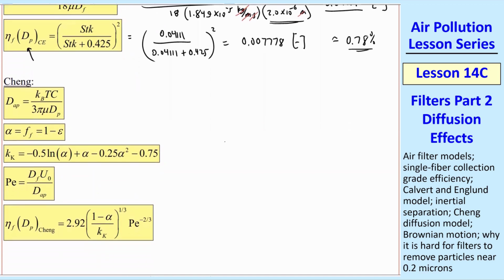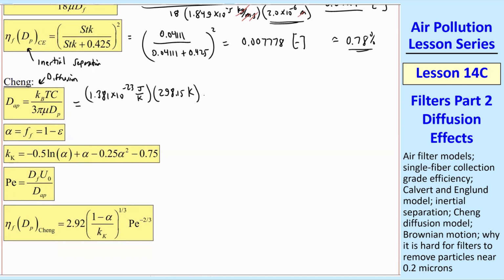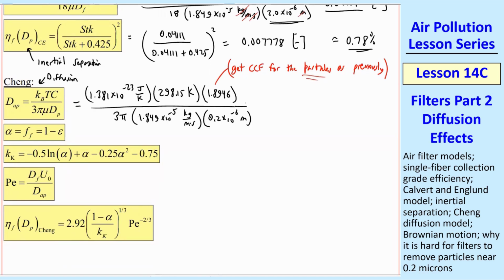Now we get into the new model, the Cheng model. This one accounts for diffusion. So first my diffusion coefficient: Boltzmann constant, temperature, Cunningham correction factor, where I'm not showing the calculation of that, but the Cunningham correction factor comes from the same equations which we used before. And these are for the particles, 3 pi, mu, and dP in the denominator.